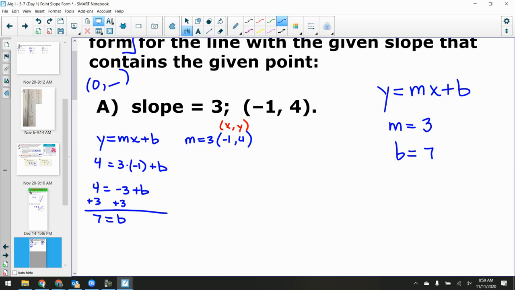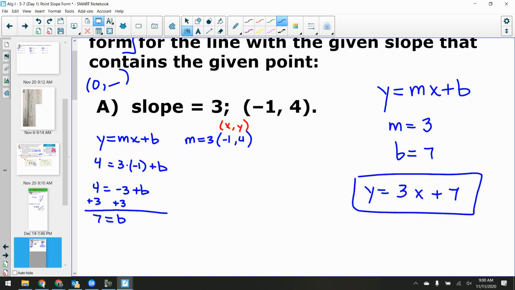Now, I'm not done yet. My solution, I have to now say, y is equal to, this is my final answer, y is equal to 3x plus 7. Your final answer should always be y equals mx plus b form with m and b plugged in. This is all just prep work. That's all just getting ready to write the answer.